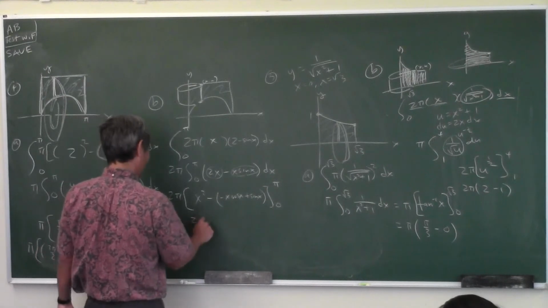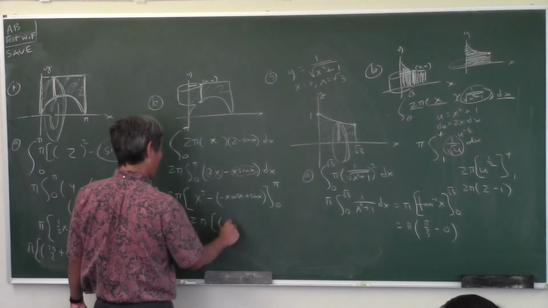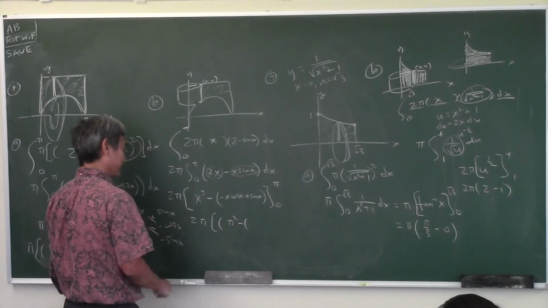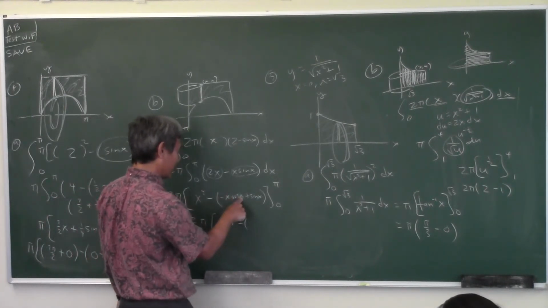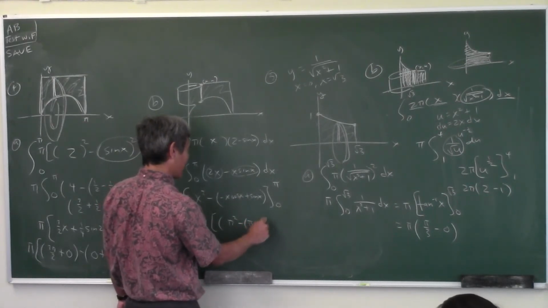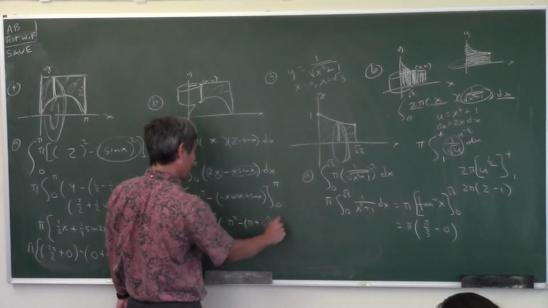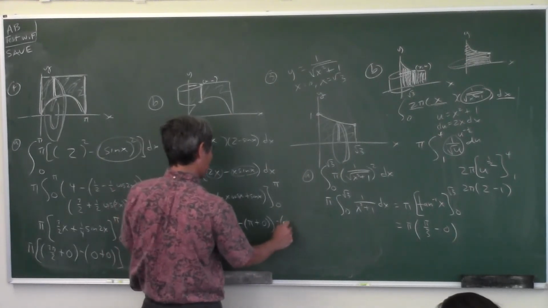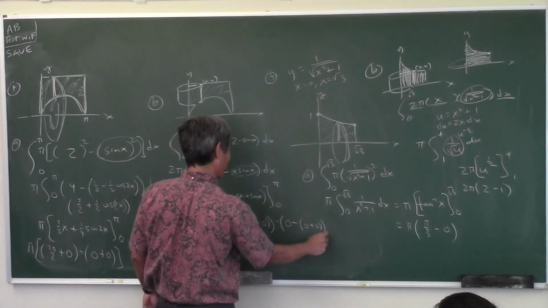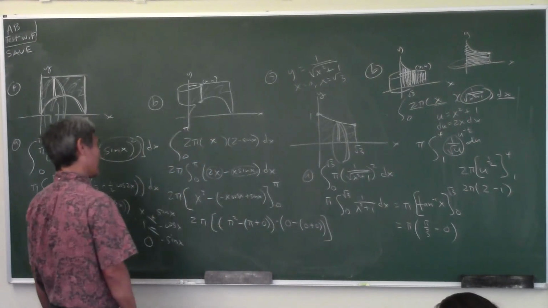All right, here we go. Plug in the top number. Pi squared minus parentheses. Plug in pi. What is cosine of pi? Negative 1. Negative 1 times negative pi. Pi plus sine of pi is 0. Minus, plug in the bottom number. 0 minus parentheses 0 plus 0. That's easy. I think you guys can take it from there.